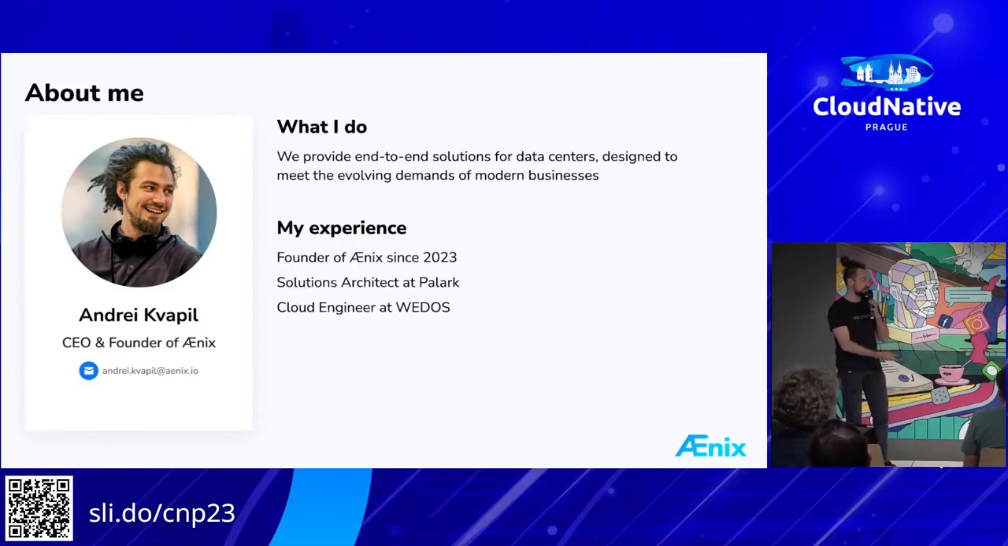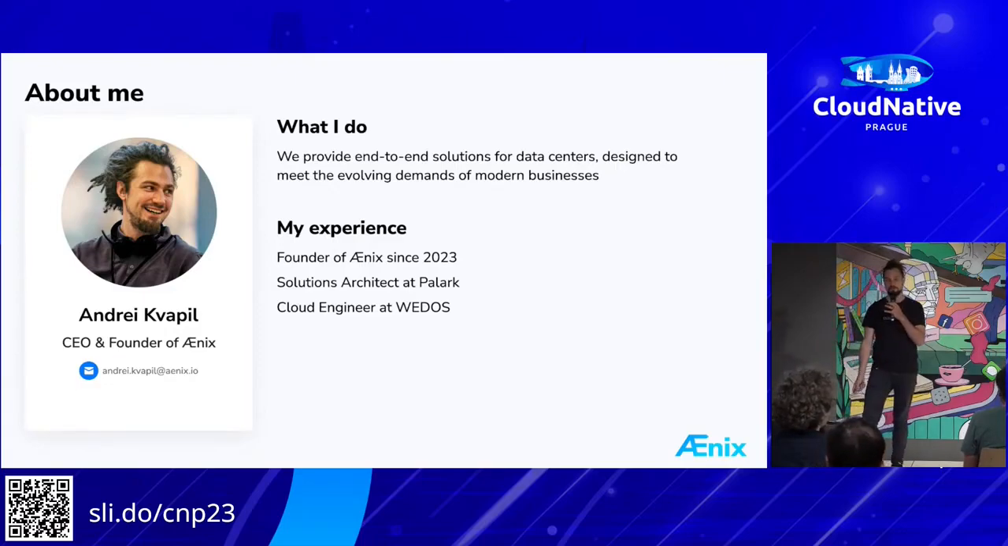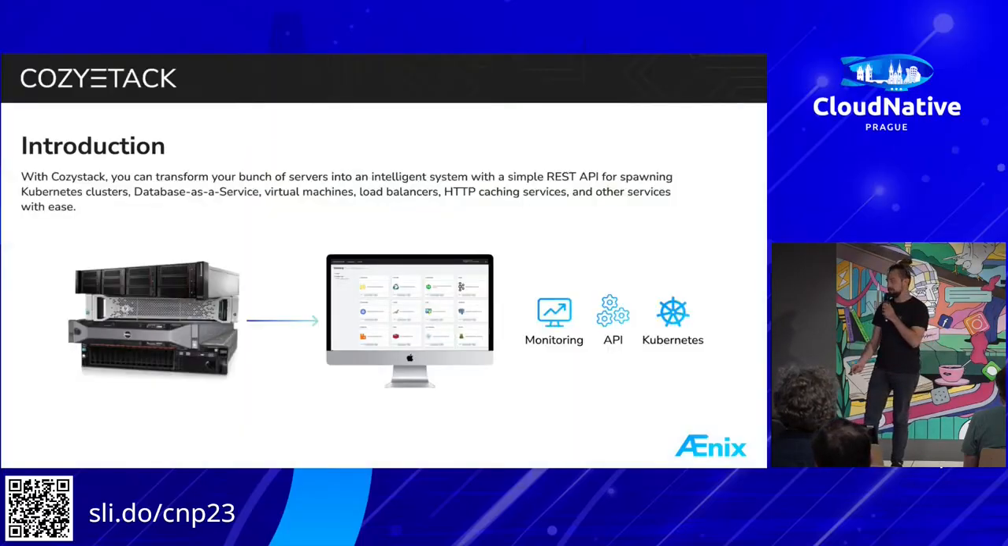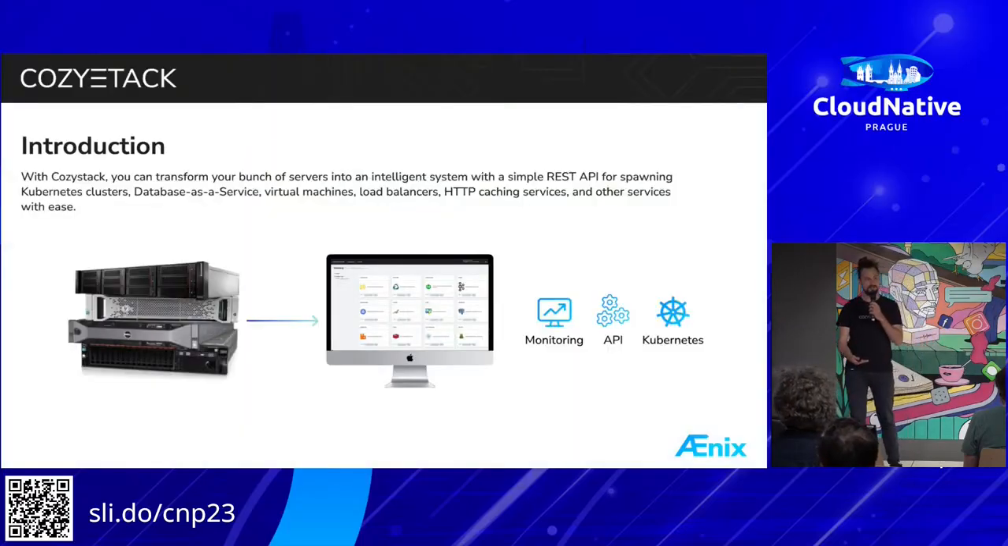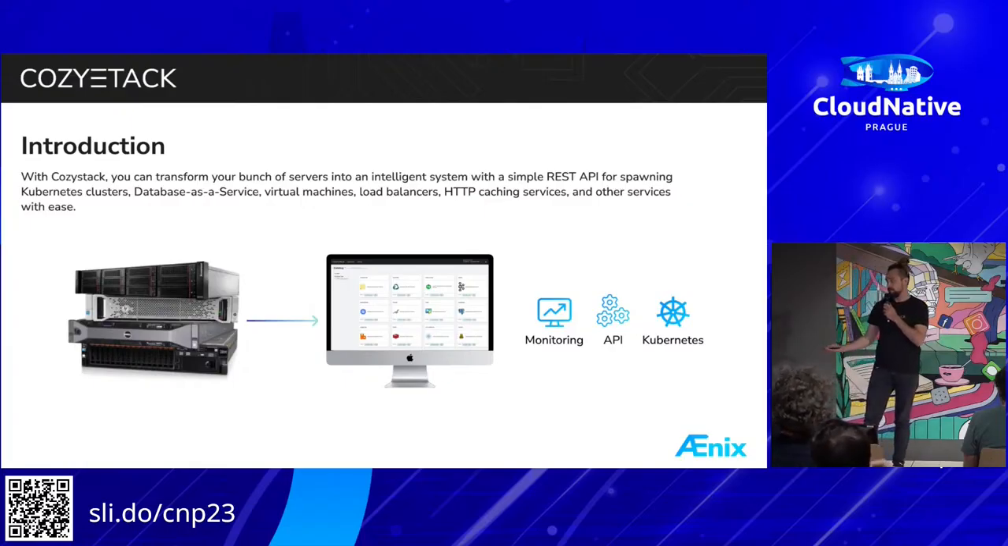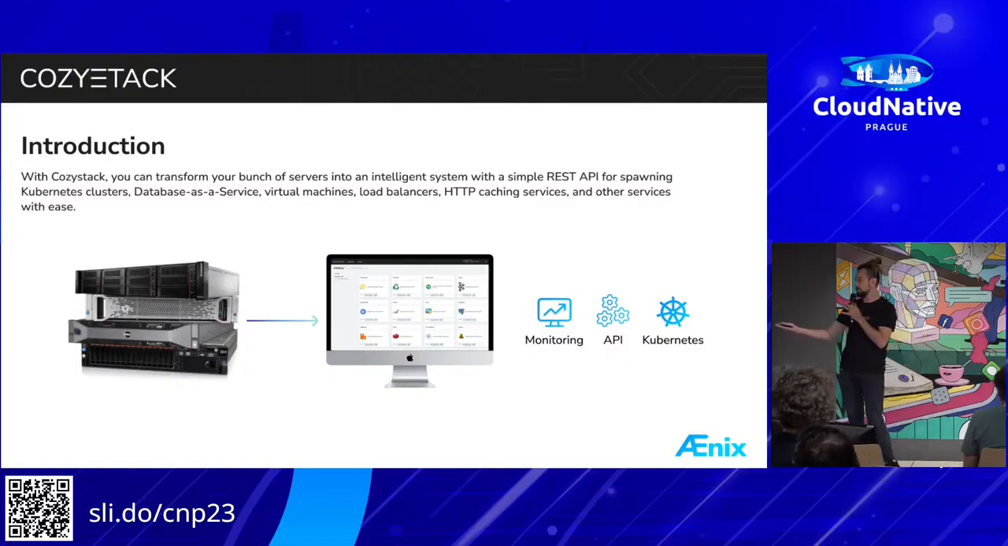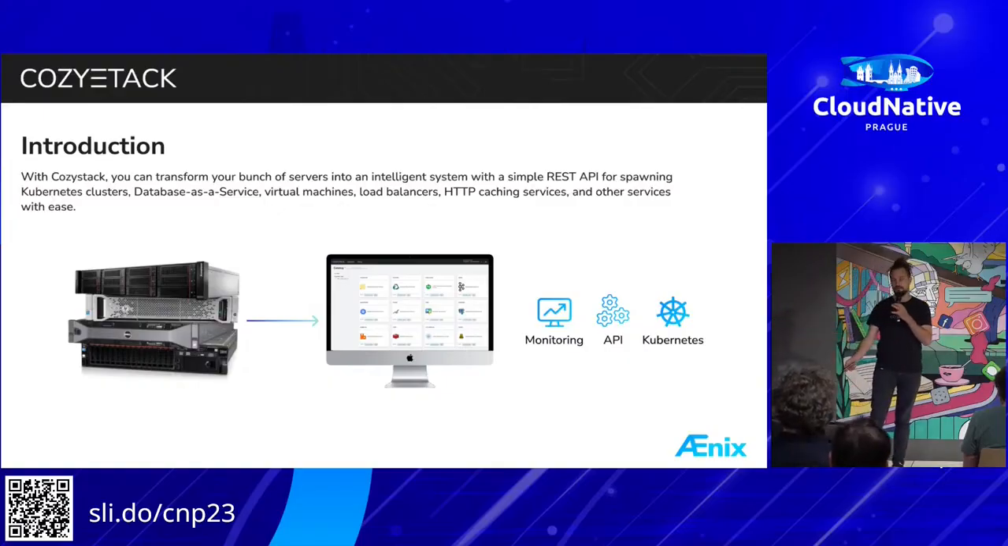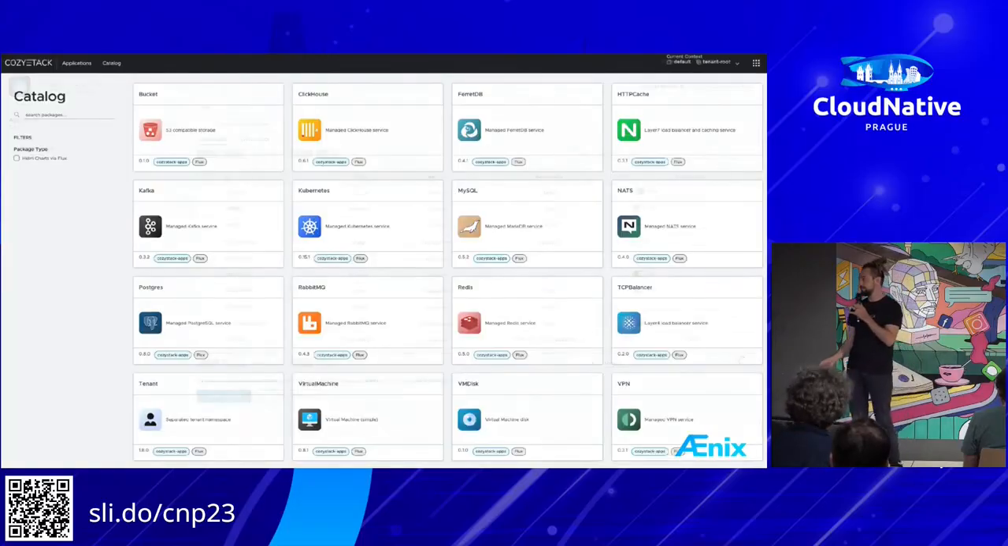company which is called Ionix, and we develop open source software for providing managed services, just like AWS, but in your own on-prem environment. The idea of Cozystack is that you can take a bunch of servers and convert them into a cloud system with Kubernetes API, with monitoring enabled, and all the opportunities inside.